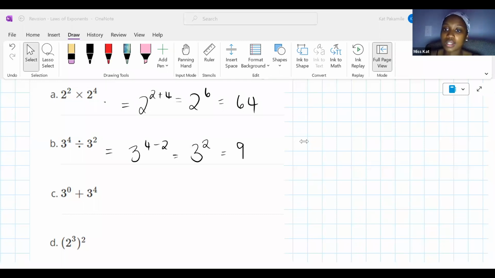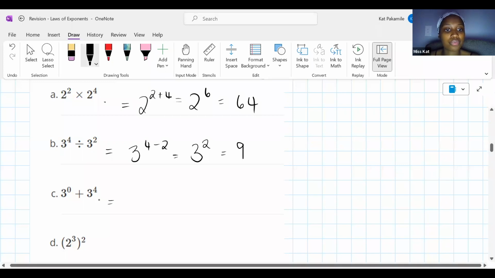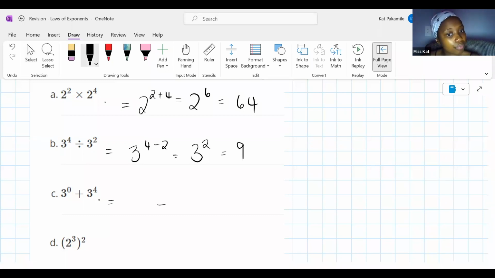Sia, are you doing number C with me? Yes, ma'am. 3 to the power 0 plus 3 to the power 4. Be careful, are we multiplying? Oh, there we go. But how much is 3 to the power 0, Sia? It is 1. But because we add the plus 1, it will go to 2. Thank you, Sia. Beautiful.